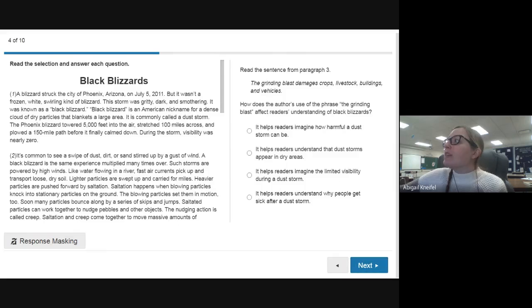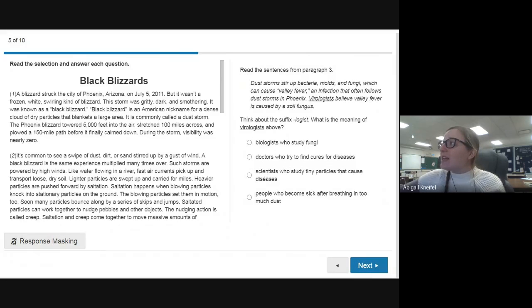Number 4, read the sentence from the paragraph. The grinding blast damages crops, livestock, buildings, and vehicles. How does the author's use of the phrase the grinding blast affect readers' understanding of black blizzards? So, once again, why is the author saying the grinding blast? Think, it is sand. And sand, if you rub that against your skin, it's going to hurt. So, it's just grinding on the things that it's being pushed up against, it's hurting things. Why does the author choose to use those words instead of like, oh, yeah, there was sand? Why does the author choose to do that?